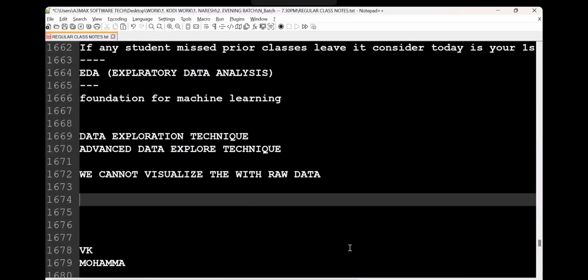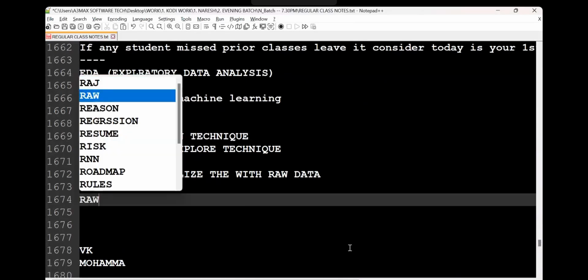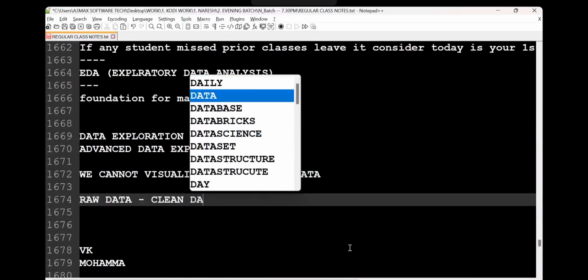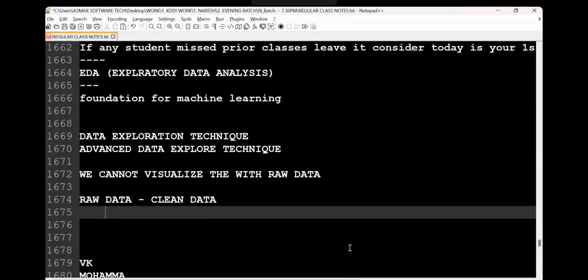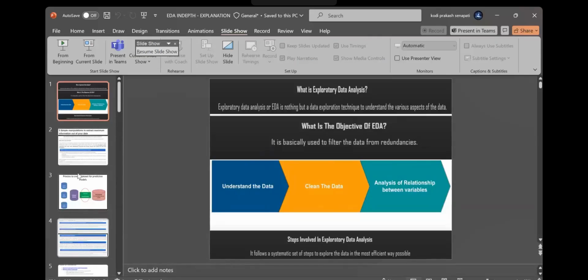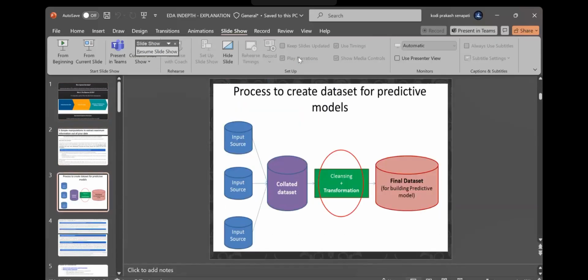Now, someone has to clean it, or not? Someone has to clean it. So we have to convert raw data to clean data. While we convert raw to clean, we face some challenges. So let's understand each and everything, and I won't talk about theory. I want to introduce this now.